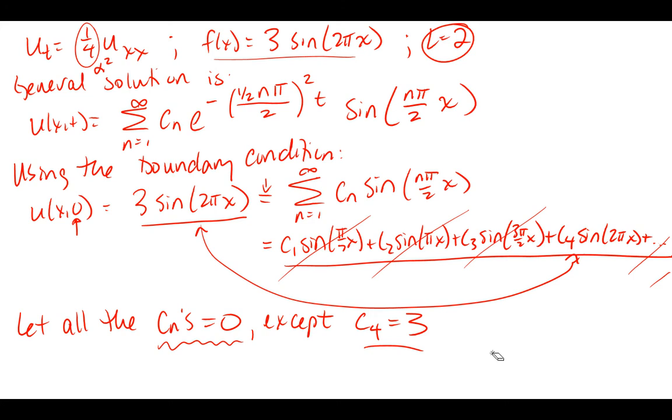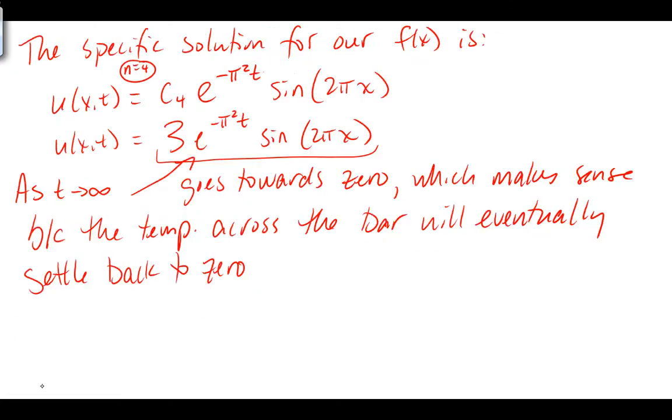But of course, the natural question is, what if your initial temperature profile, this little f of x, is not already one of these sine things? What if it's just anything? What if it's even just a constant, like the temperature is 100 across the whole bar? How am I going to do this? I can't.